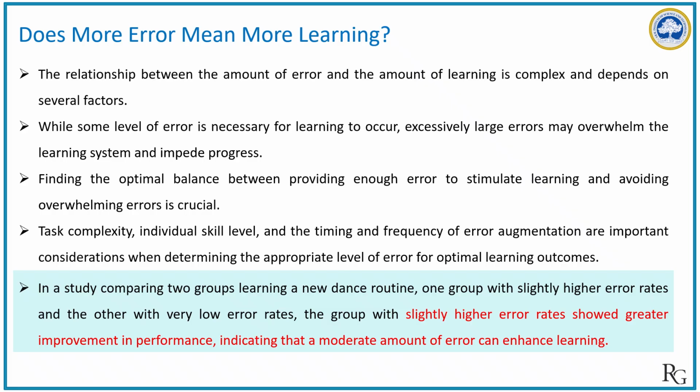Or if error is very high or very large, then it causes frustration or confusion. So factors that influence the balance can be the task complexity, the individual skill level, and the timing and frequency of the error feedback. Task complexity, for example: simple tasks can tolerate large errors, but complex tasks may need smaller and more manageable error signals.